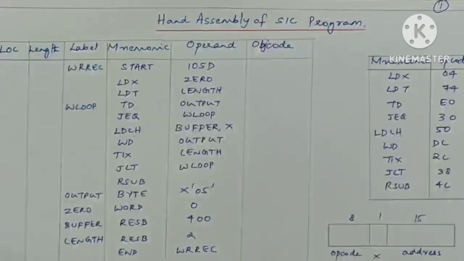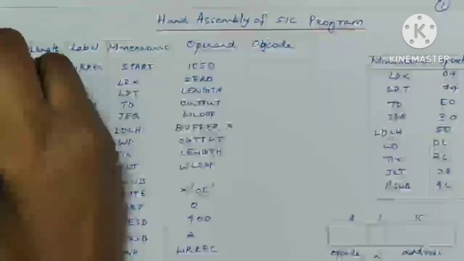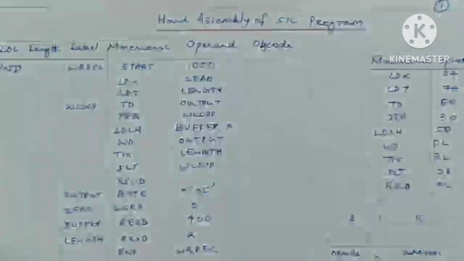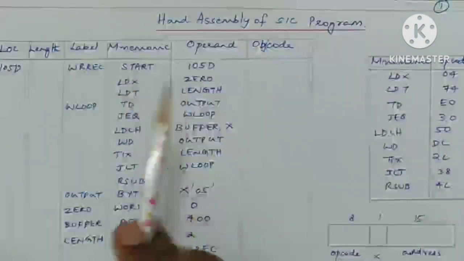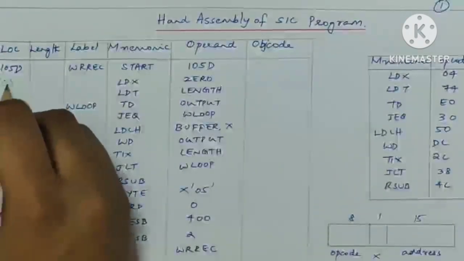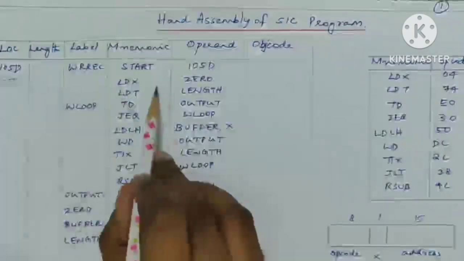So here it says that it starts from the address 105D, right? So it starts from the address 105D. Now you have to take that means the first instruction. So this is the first instruction. It starts from the location 105D.